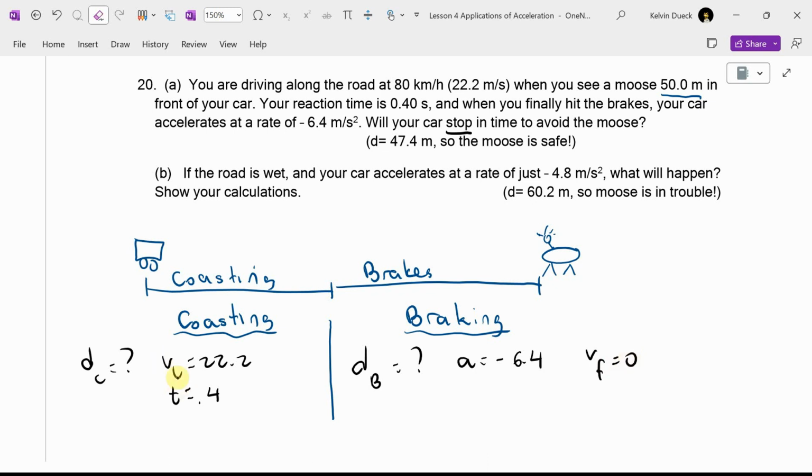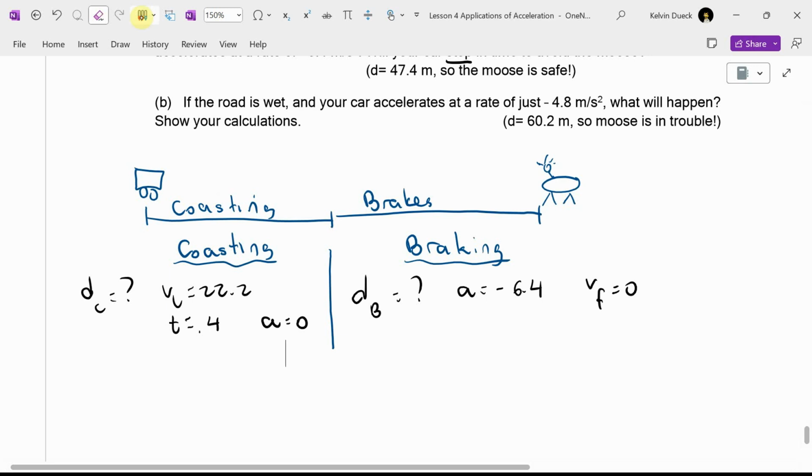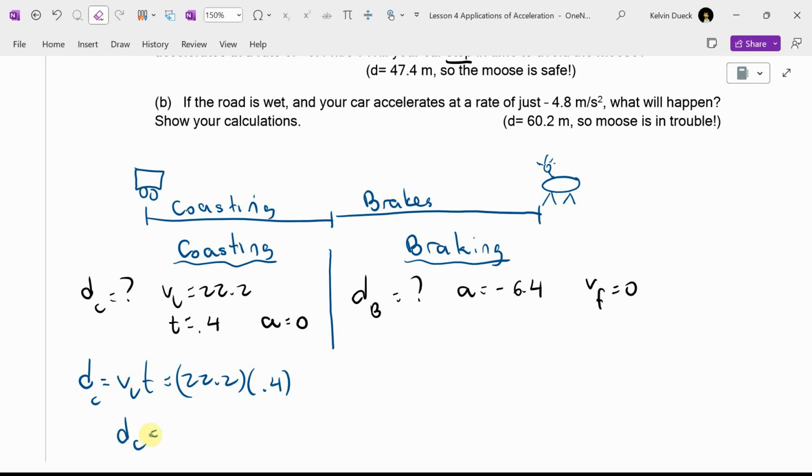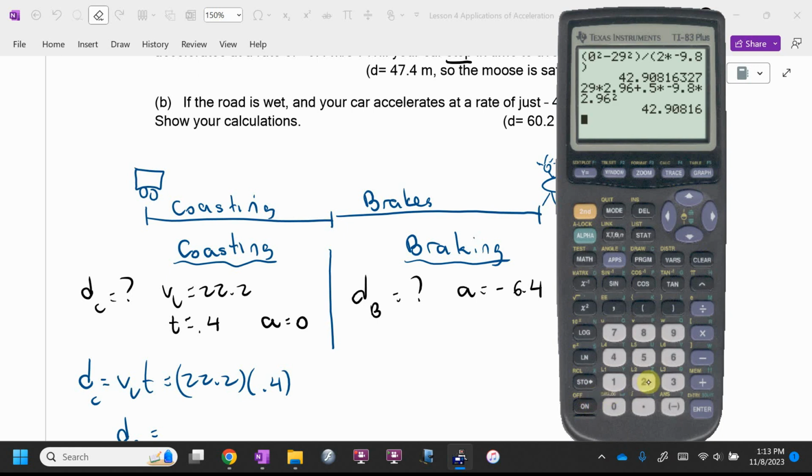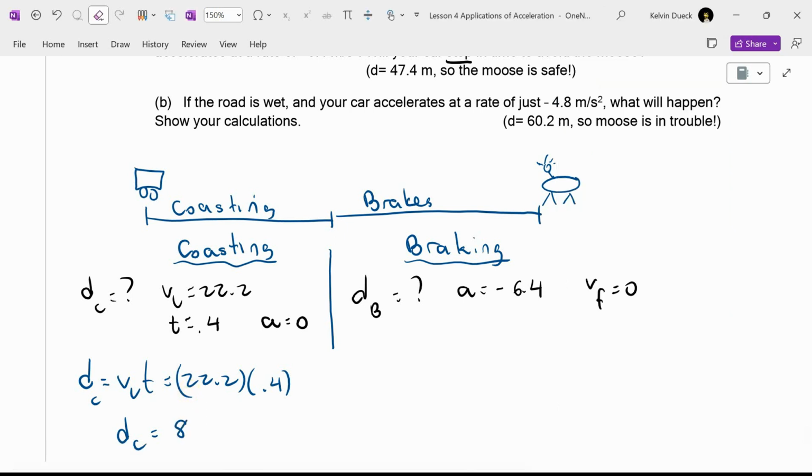A problem: I need 3 things to find the fourth, and in each of these columns, I only have 2 things. So if I'm coasting, then my acceleration is 0. That's the third thing. And so now I can use d equals VIT plus a half AT squared. Although since A is 0, this whole term is just going to vanish because a half times 0 times t squared is just 0. The distance I'm going to travel while coasting is going to be 22.2 times 0.4. I'm going to travel 8.88 meters before I hit the brakes.